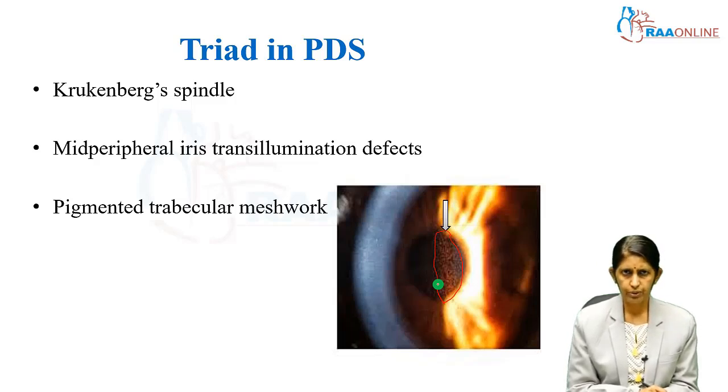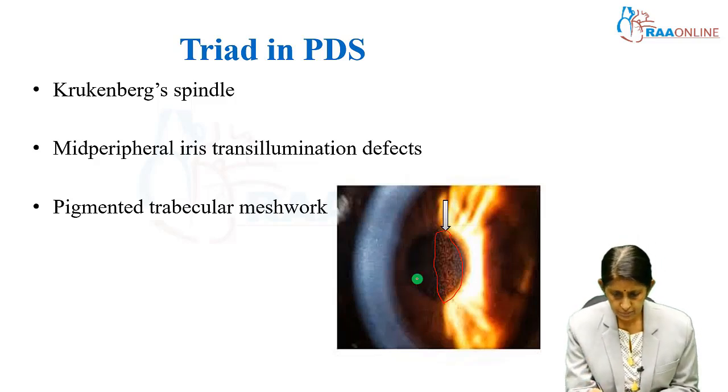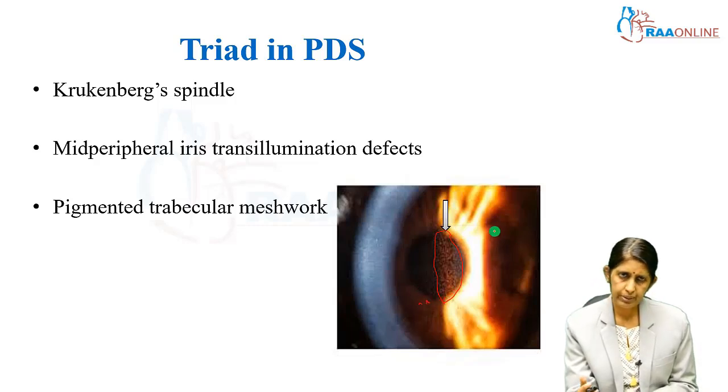You will also see mid-peripheral iris transillumination defects. I told you in pseudoexfoliation there are transillumination defects, but they occur in the periphery of the iris. But here, corresponding to the mid-peripheral bowing of the iris, you have these iris transillumination defects. And you will also have a pigmented trabecular meshwork.